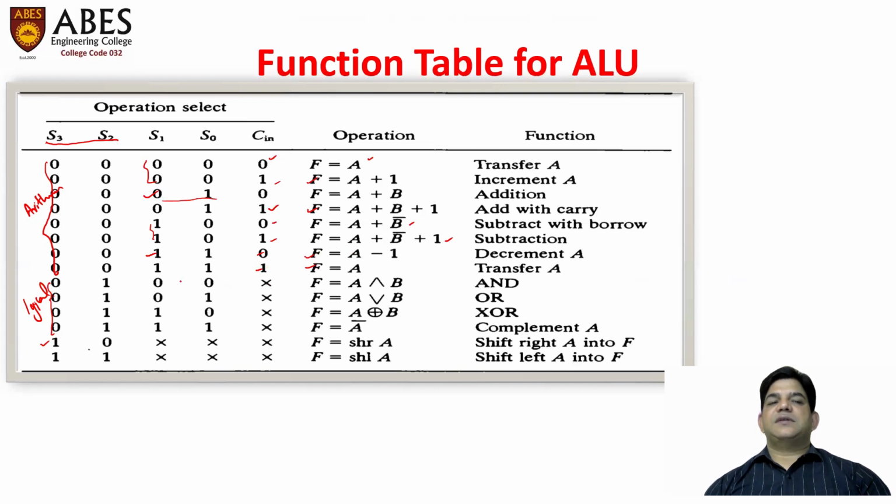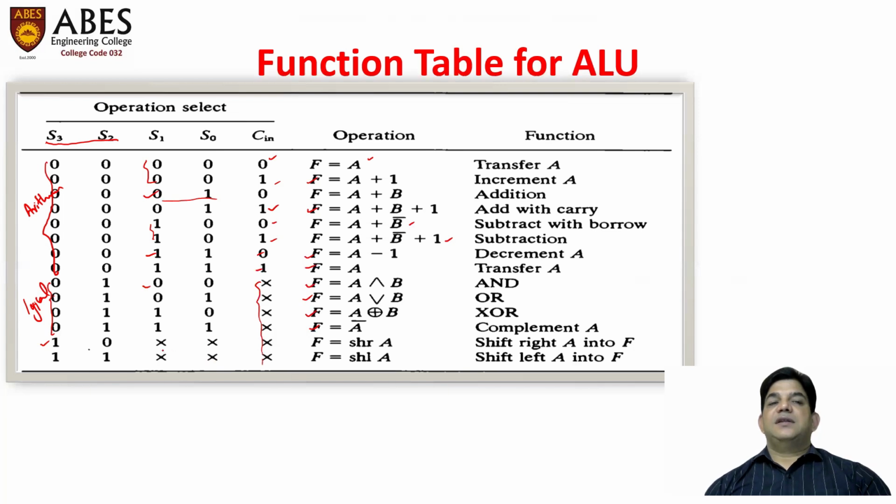So up to here, we perform the arithmetic operations. Now in the logical case, we don't care about the carry input. If the selection lines are 0, 0, we perform the AND operation. For 0, 1, we perform the OR operation. For 1, 0, we perform the XOR operation. For 1, 1, we perform the complement of A.